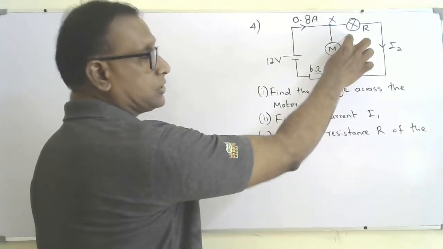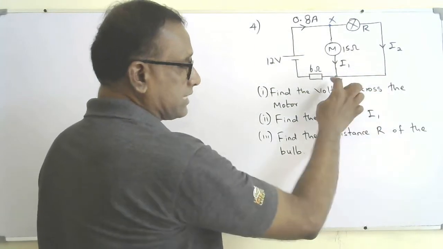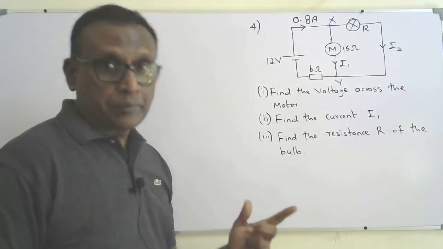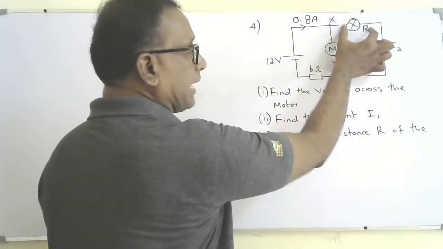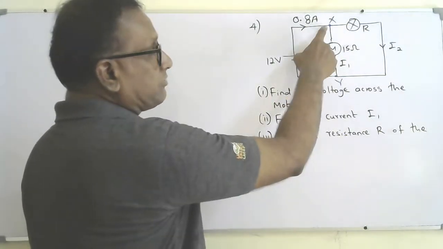For the bulb also, the two terminals are directly connected to the junctions X and Y. So the motor and the bulb are connected in parallel. Therefore, the voltage across the motor will be the same as the voltage across the bulb. So this is the first junction.